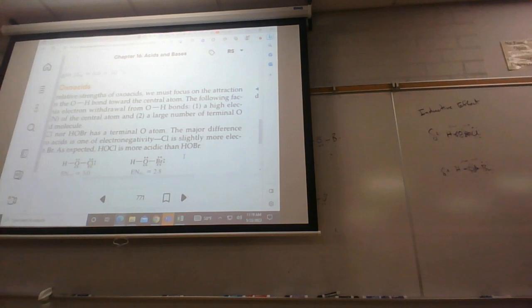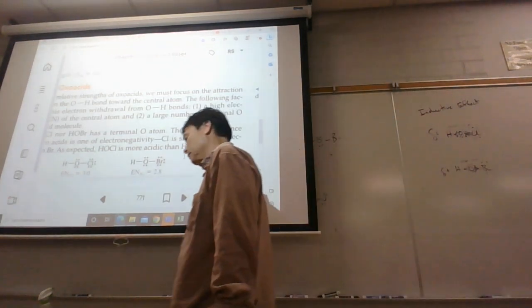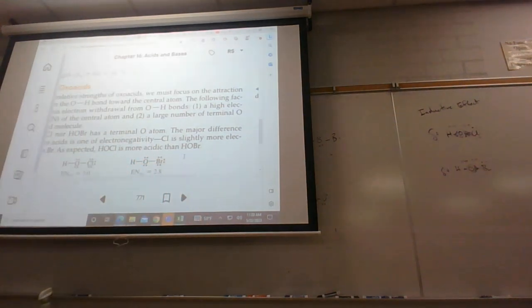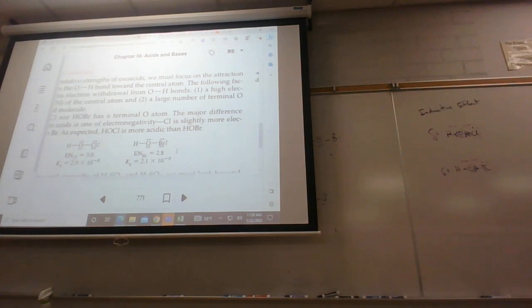And the other difference would be the base. Stability, conjugate base stability. Well, let's just look at the experimental data. What does the experimental data say, which one do you predict is going to be a stronger acid? HOCl. It's about 10 times stronger.